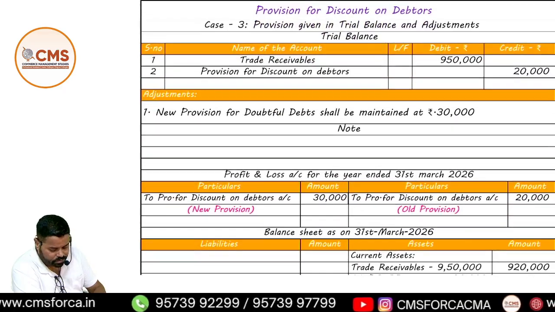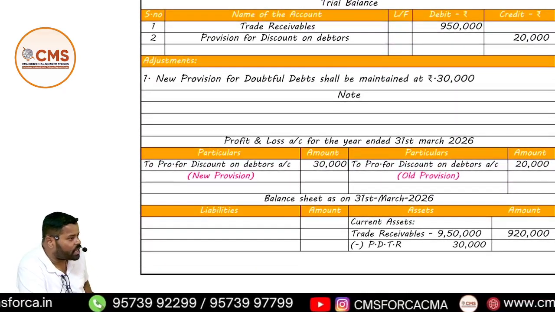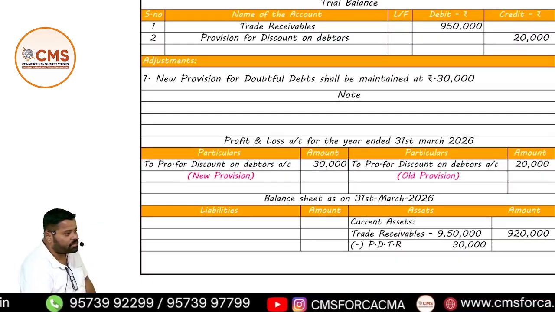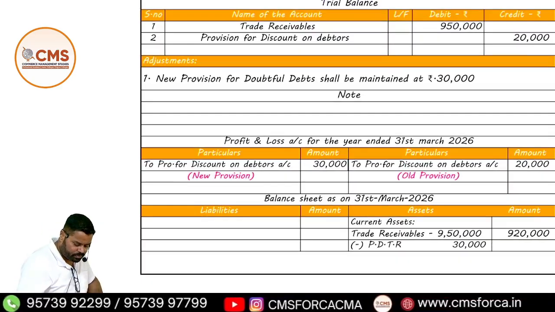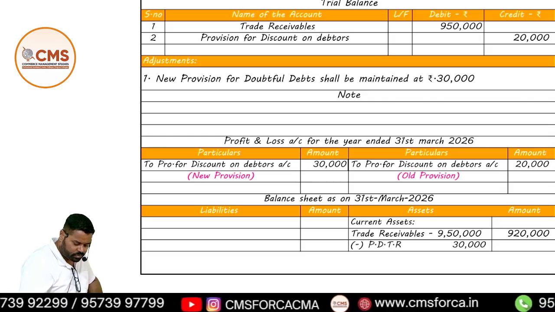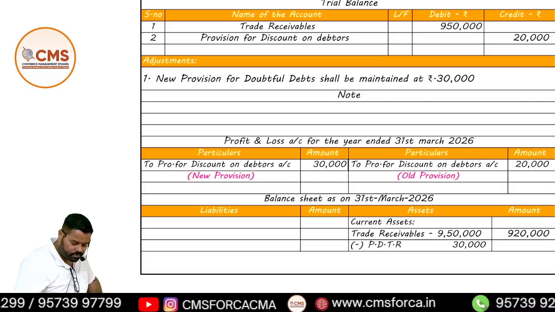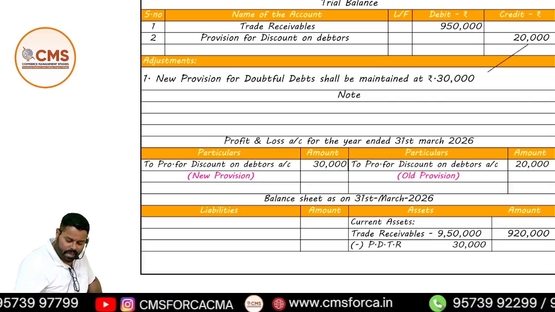Next, provision is there inside your trial balance and given as adjustment, but what is the difference that you see? Do you see any difference there? Compare these two amounts.